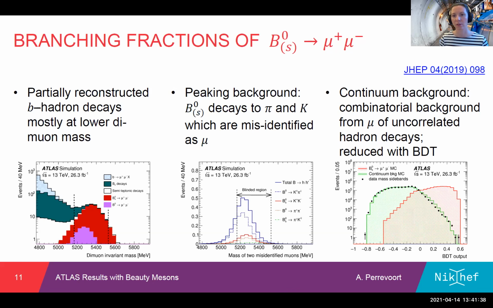For the combinatorial background, that is our dominating background in this analysis, we played a trick with the boosted decision tree. So combinatorial background is muons from different decays that just by accident look like our signal. For this, we have trained the boosted decision tree, BDT. I'm showing here the output of this BDT. In green, you see a Monte Carlo prediction of the combinatorics, and that fits very well to what we expect in sideband data. That is the data that's shown. And in comparison, Monte Carlo for B sub S to mu mu signal is shown to emphasize that we have quite some discrimination power with this BDT.